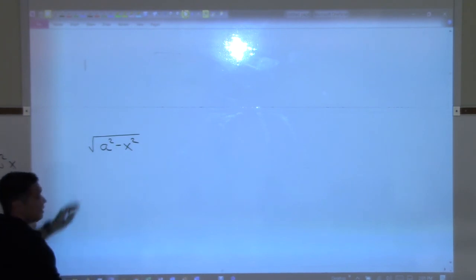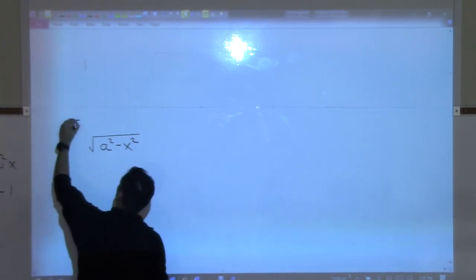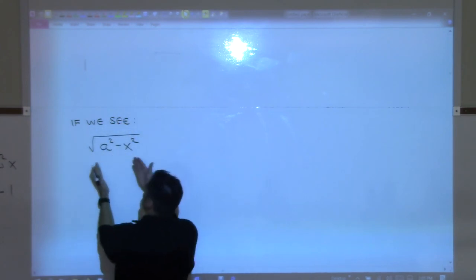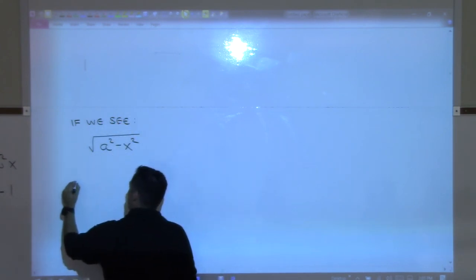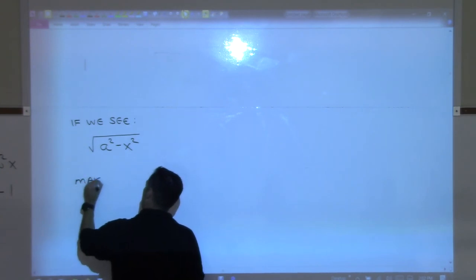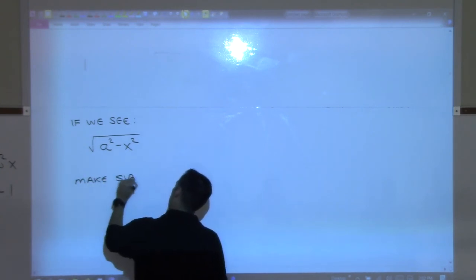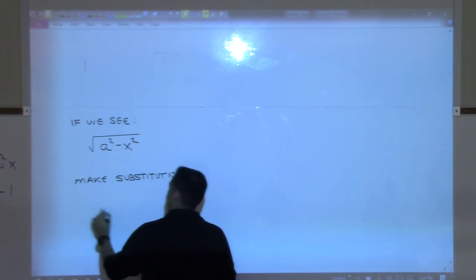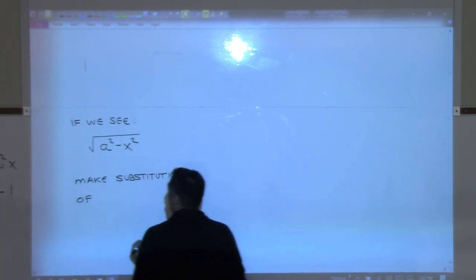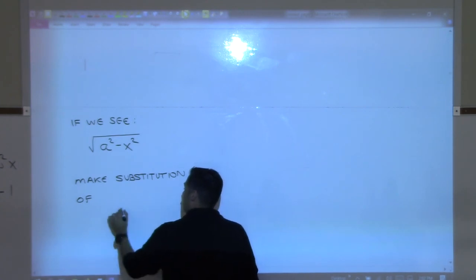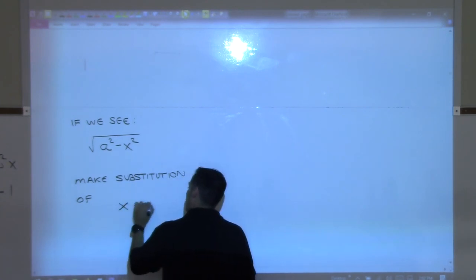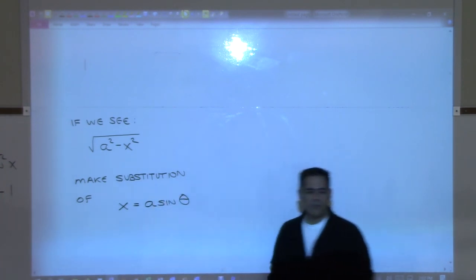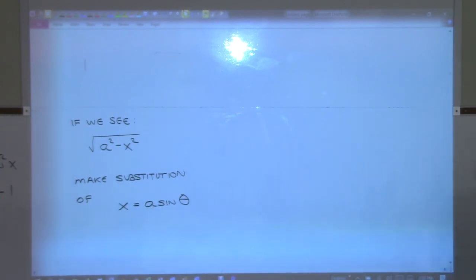All right, so if we see this right here, we are going to make a substitution of x equals a sine theta. Now this is what I mean.